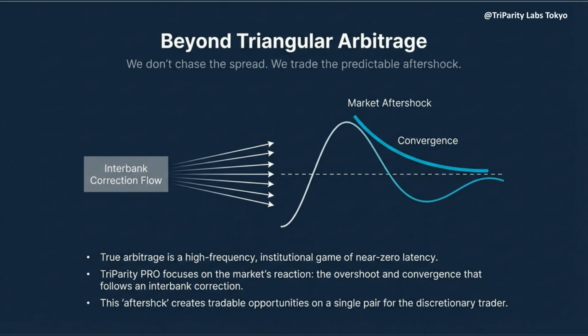Okay, picture this. There's a tiny pricing glitch between three currencies. Instantly, high-speed computers jump in to profit from it, causing this huge sharp spike. We're not trying to catch that. No way. The aftershock is the market's echo, right? It's the slower, often more predictable process that follows as prices settle back to normal. That is the window of opportunity we're aiming for.